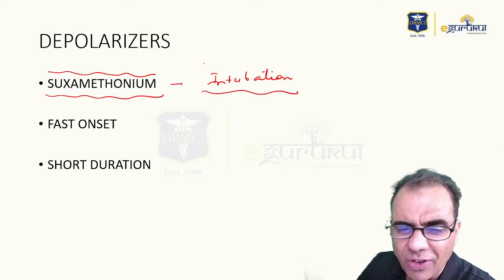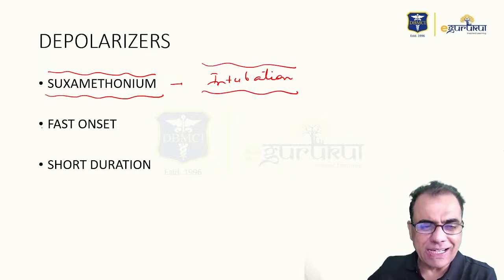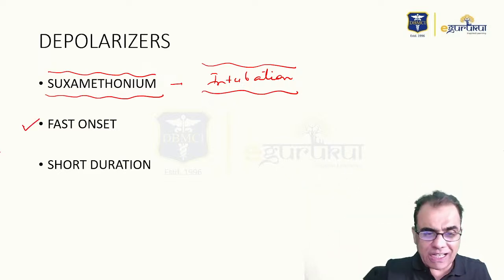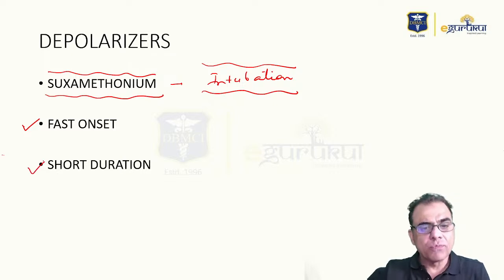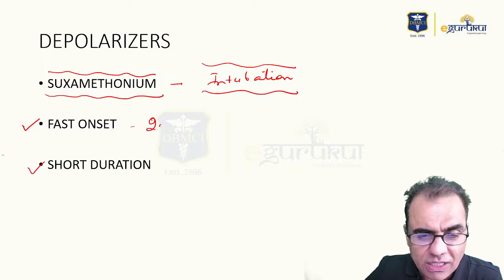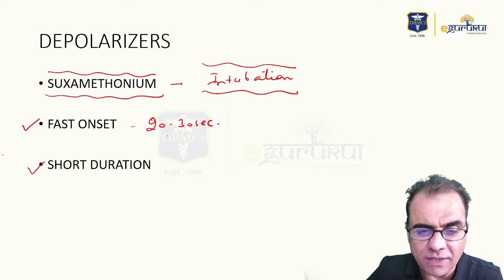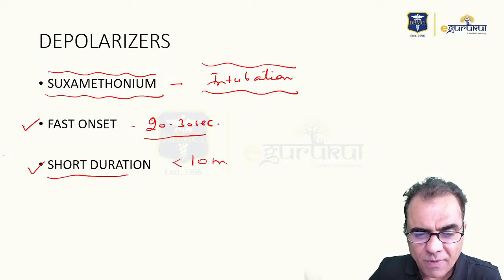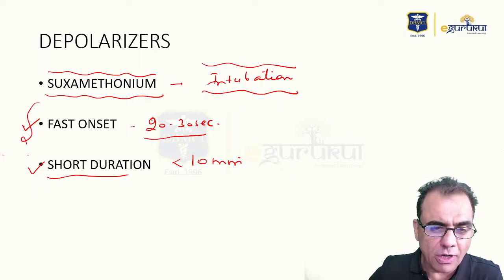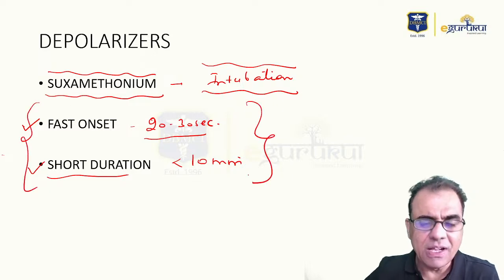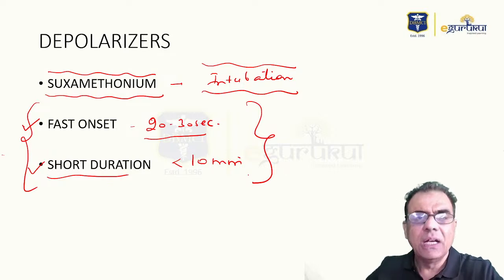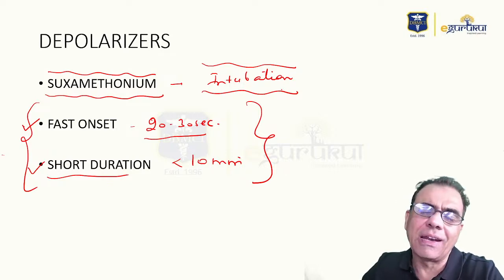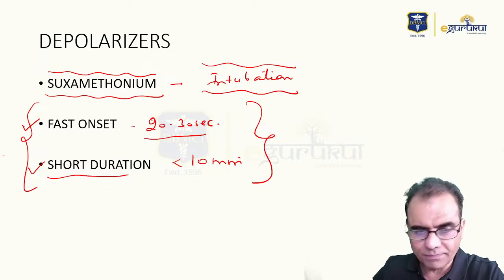Why is it preferred for intubation? Because it has fast onset, because we want to intubate very fast. It has fast onset and short duration of action. Onset is within 20 to 30 seconds, very rapid, and duration is also short, less than 10 minutes. So because of the short duration and fast onset, succinylcholine is the preferred muscle relaxant for achieving relaxation for intubation.